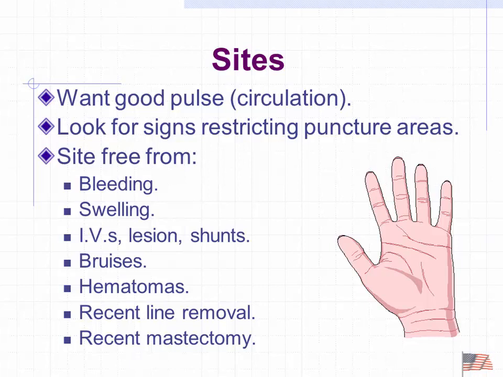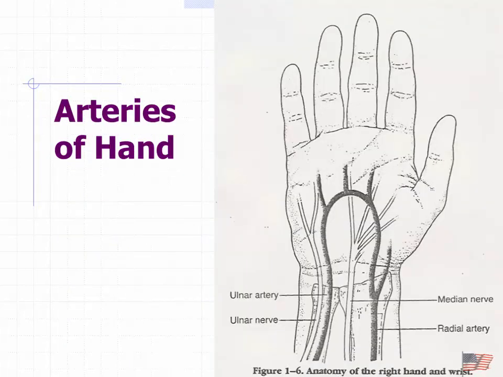We always want to have a good pulse, and we want to look for anything that would prevent us. Things like bleeding, things like bruises, things like swelling. Those are things telling us don't use that site, use an alternative site, especially if I had a recent arterial line there. We look at the hand, a couple of things I want to point out.